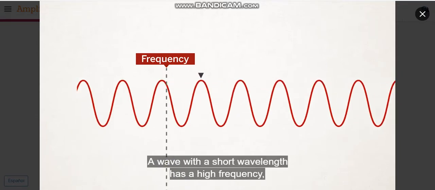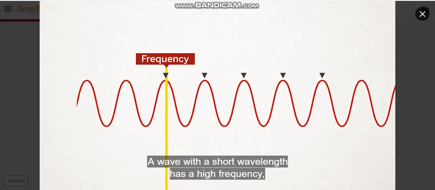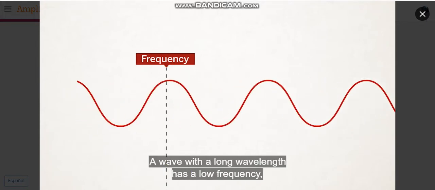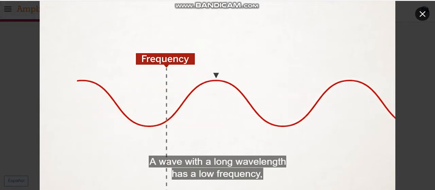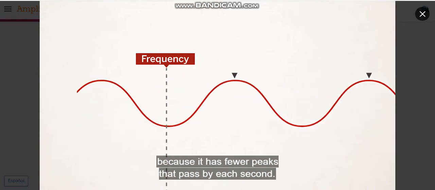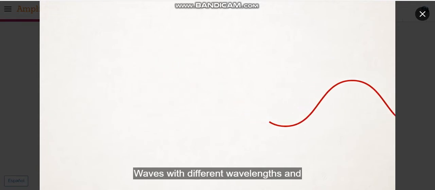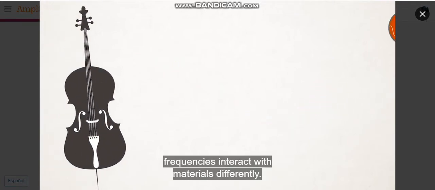A wave with a short wavelength has a high frequency because it has more peaks that pass by each second. A wave with a long wavelength has a low frequency because it has fewer peaks that pass by each second. Waves with different wavelengths and frequencies interact with materials differently.